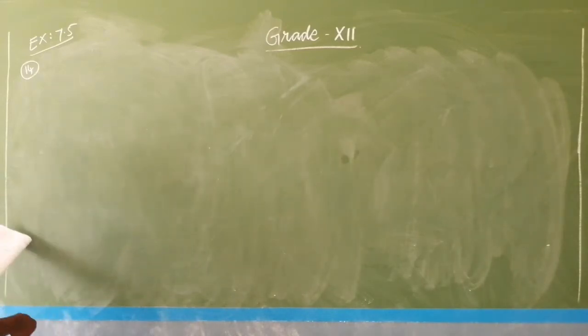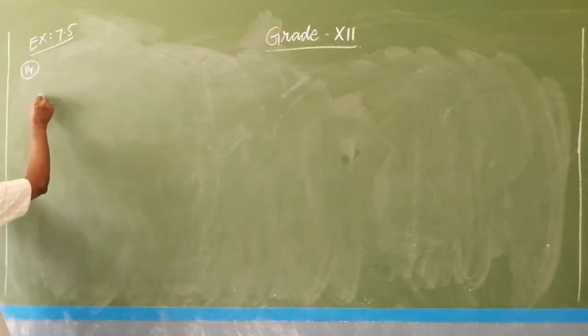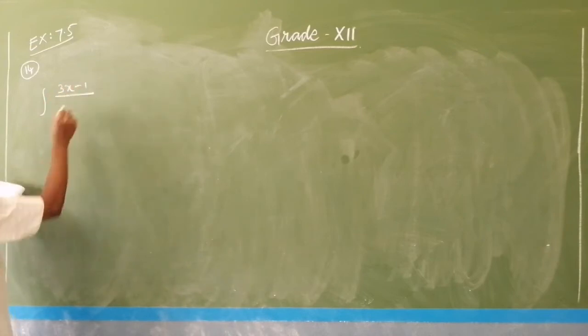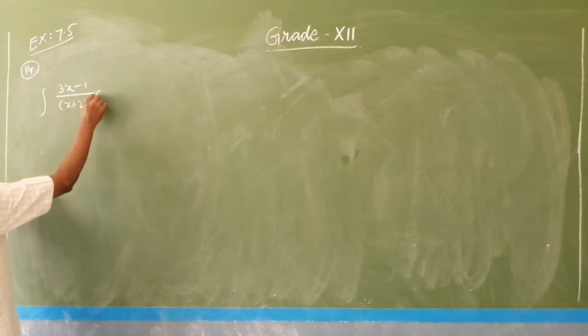Next, question number 14. We are given the integral of (3x minus 1) divided by (x plus 2) whole square dx.